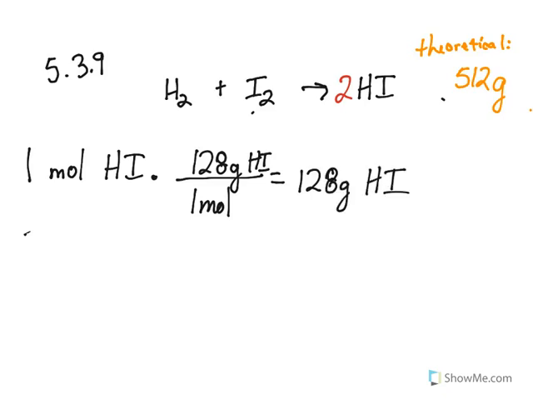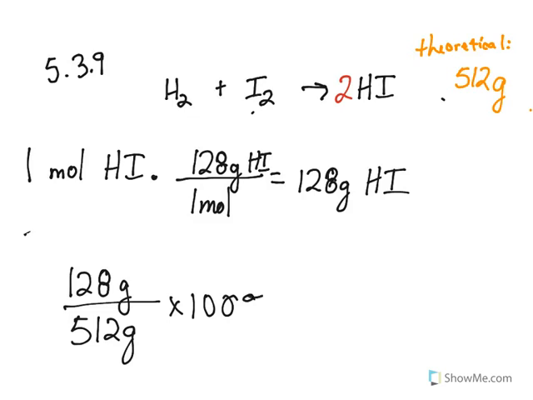So the percent yield is going to be the actual over the theoretical times 100%, to find that I had a percent yield of 25%.